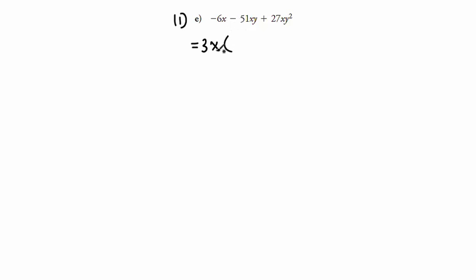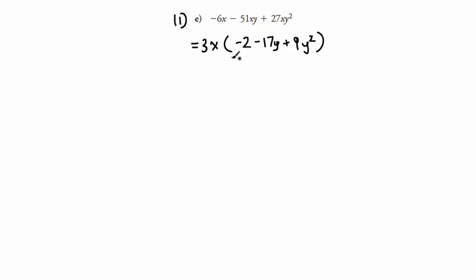And what are we left over? 3 goes into minus 6, minus 2 times. And the x and x, so there's no x variable anymore. So 3x goes into minus 51xy. How many times? 17y times, right? Because x, so there's no x variable left over, and 3 goes into minus 51, minus 17 times. And 3 goes into 27, 9 times. We factor out an x from the x, so there's no x variable anymore, and we have that y squared.